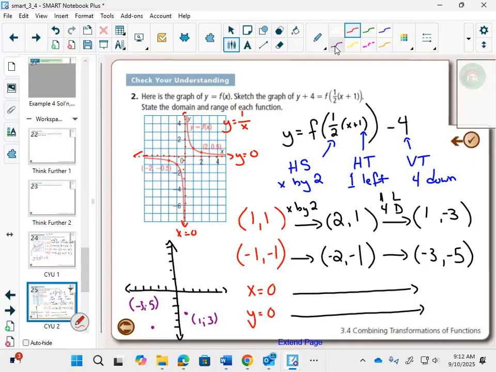Moving left and right is going to affect the vertical asymptote. So moving left 1 will change this one to x equals minus 1. Moving up and down is going to affect your horizontal asymptote. So moving 4 down is going to change this one to y equals minus 4. And if I go to my graph, and I draw an asymptote at y equals minus 4, and I draw an asymptote at x equals minus 1.